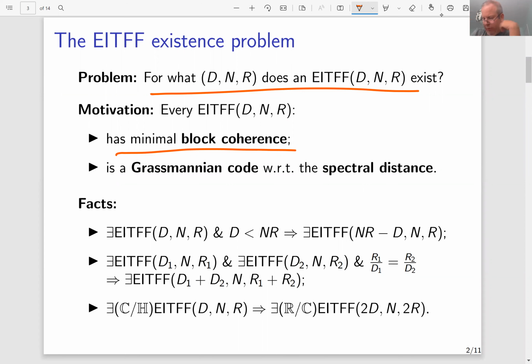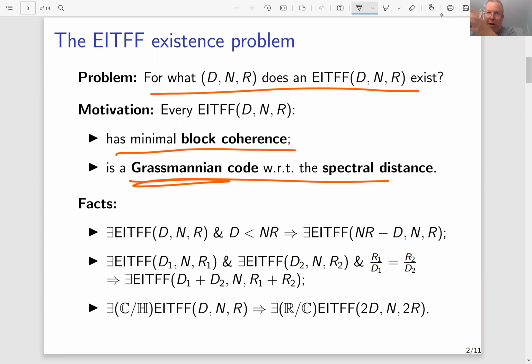From a more pure math perspective, every one of these equiangular type fusion frames is a Grassmannian code. So if you take the space that's called the Grassmannian, which is the set of all R dimensional subspaces of D dimensional space, a code in that space is an arrangement of n objects, in other words, n subspaces, each of dimension R, so that the minimum distance between any pair of them is as large as possible. And the distance we're using when we're talking about equi-isoclinic type fusion frames is something called the spectral distance.